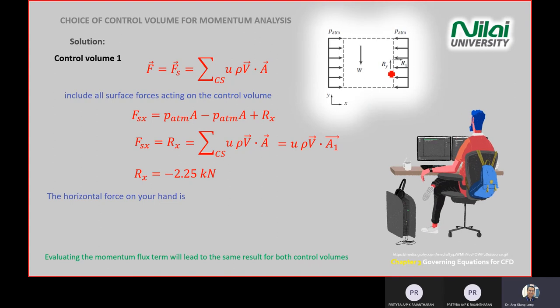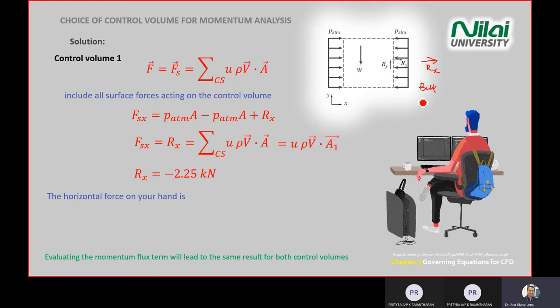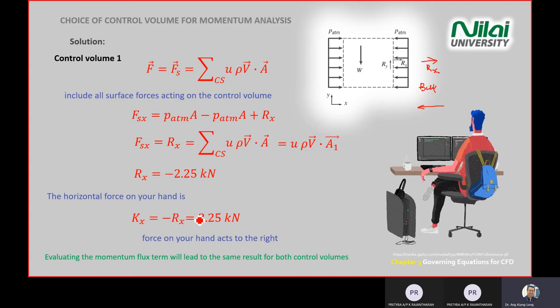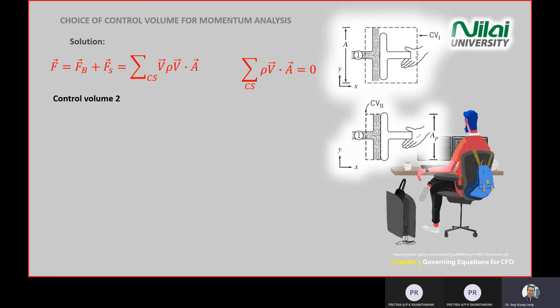So Rx is negative because initially from the free body diagram on the screen here, your Rx is to the right. However, your answer is negative, so your Rx will be to the left. Okay. So the resultant acting on the hand will be equal to 2.25 kilonewton. So this is how you calculate based on control volume number one. Okay, number one. So let's continue with control volume number two.